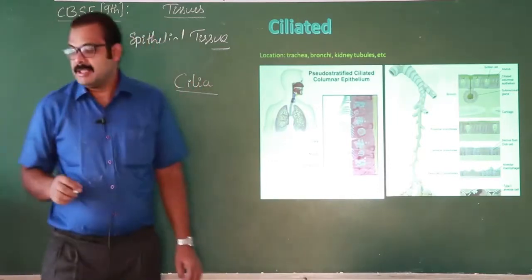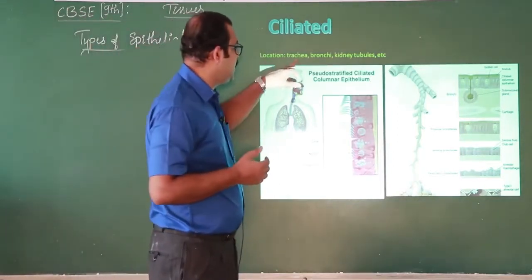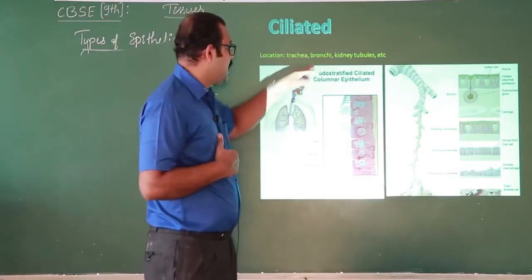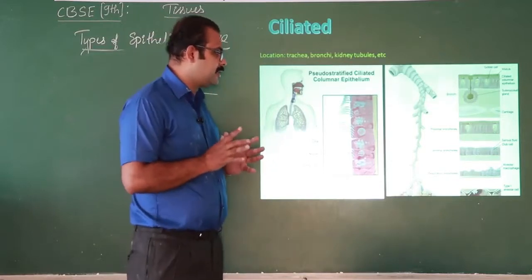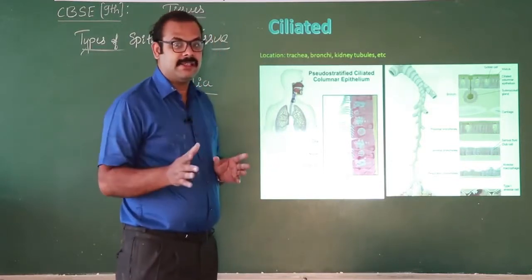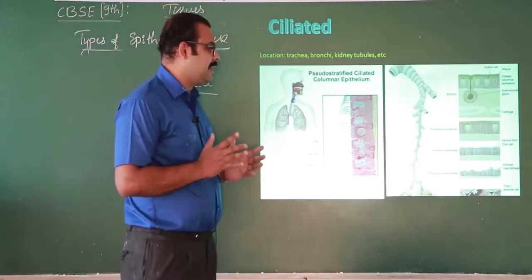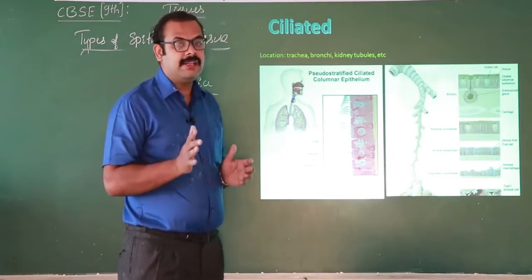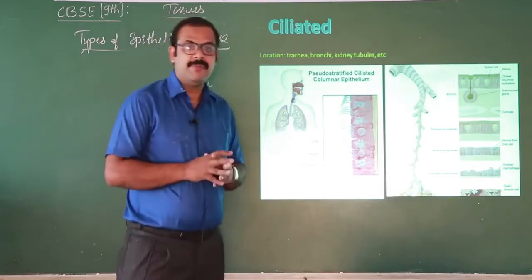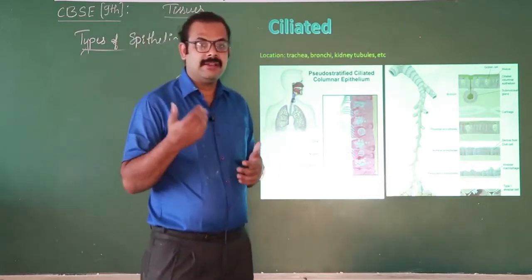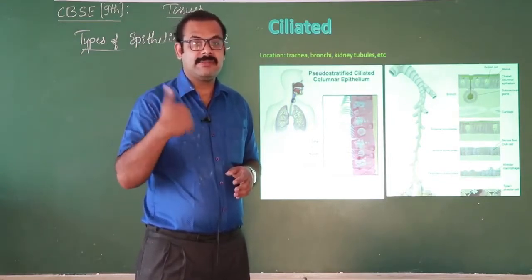Then what is the role of these cilia? These cilia are mainly located in the trachea, that is the respiratory system, and the bronchi, and kidney tubules, so in the kidney. These are some regions where ciliated epithelial tissue is located. The main role of ciliated epithelium is to help in the movement of substances from one region to another. Say for example, we inhale air, oxygen, and we release carbon dioxide.